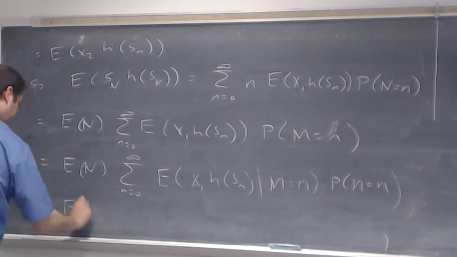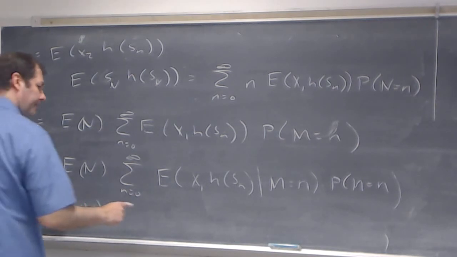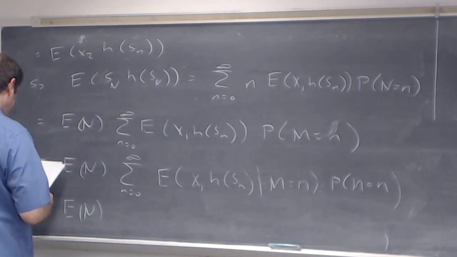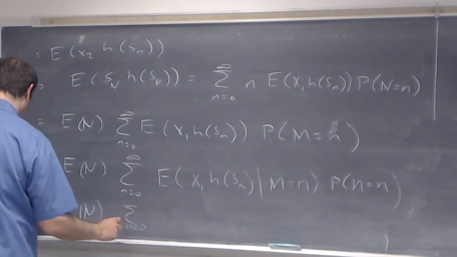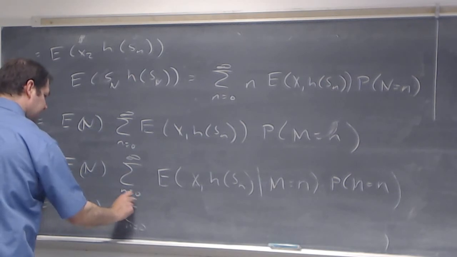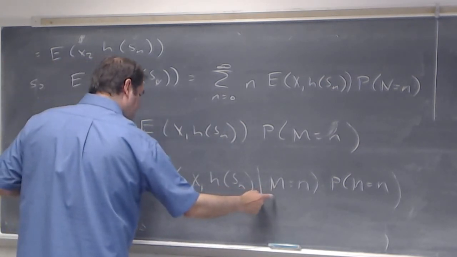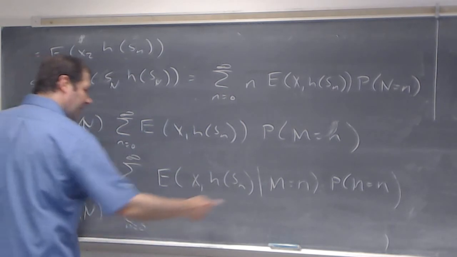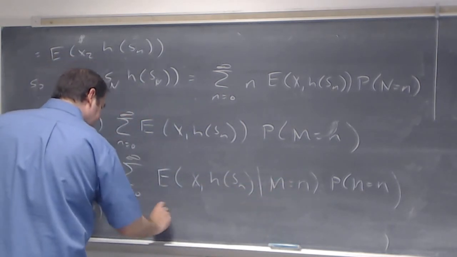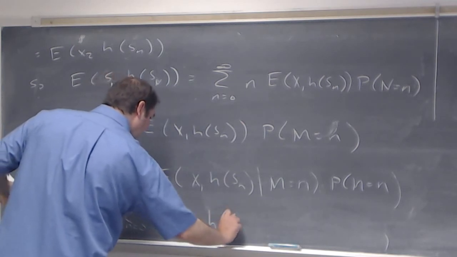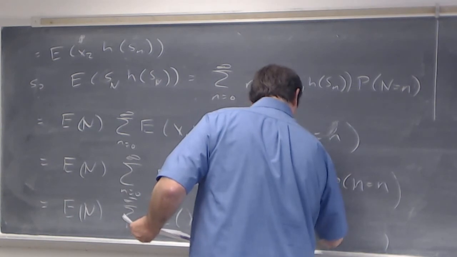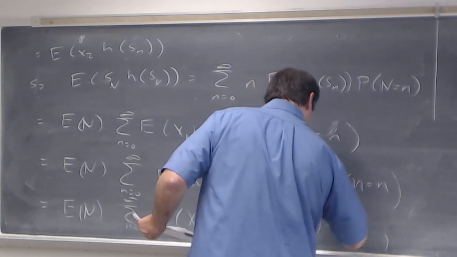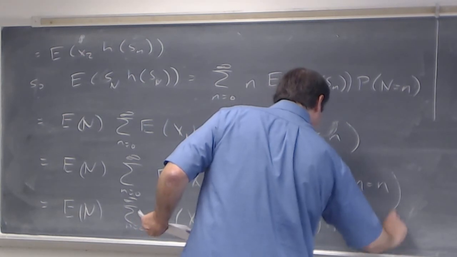So this is equal to the expected value of N times the sum as n runs from 0 to infinity. Now we know that big M is equal to little n, so going backwards, this is the expected value of X sub 1 times h of S of big M, given M equals n, times the probability that M equals n.